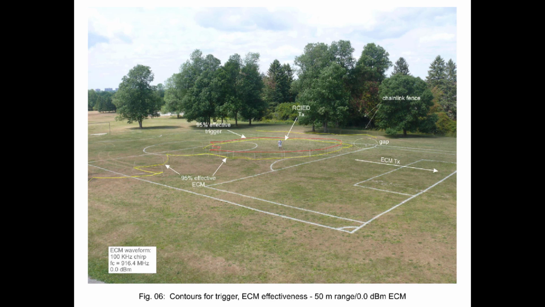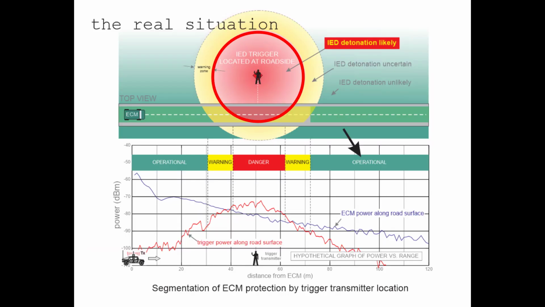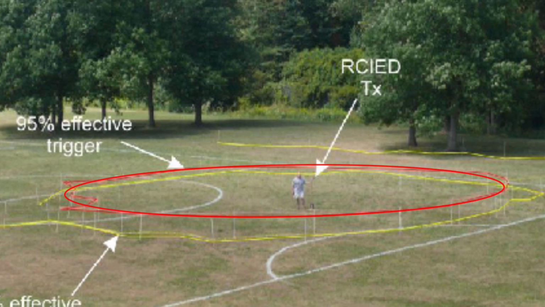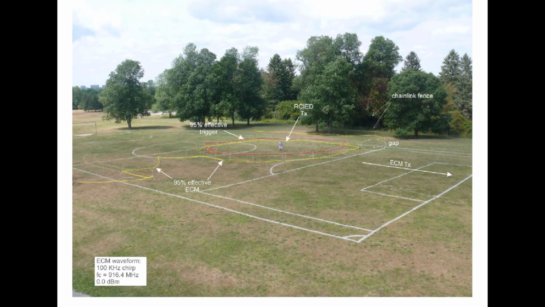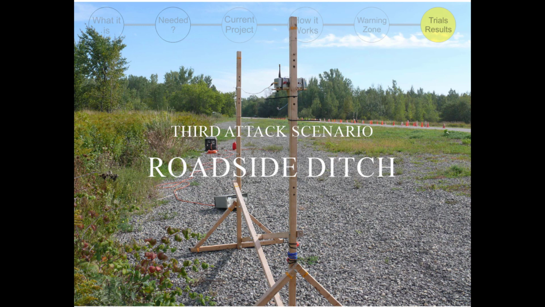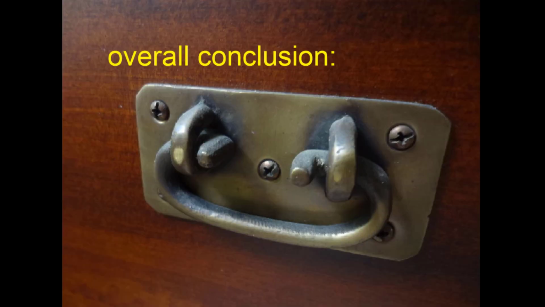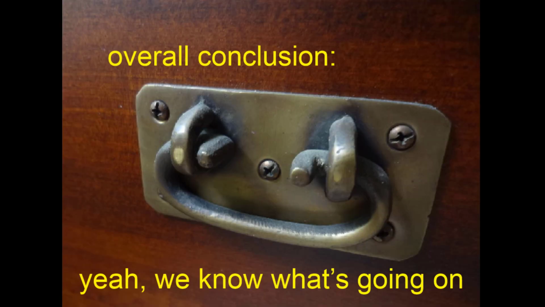You see a red circle here in the middle. Well, there's the red circle actually measured in a field. And yeah, it's not exactly a circle, but it's there. You can measure it. The third attack scenario, I called it a roadside ditch test. And so anyway, we did that one too. But I won't talk about these. There's a video about all these results. So the overall conclusion, though, is that yes, we know what's going on based on experimental results.